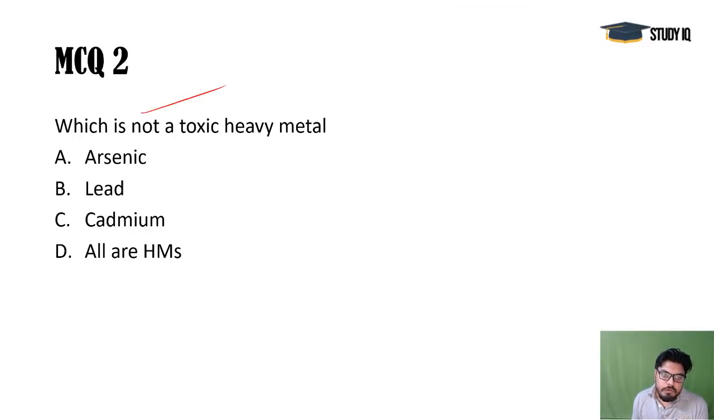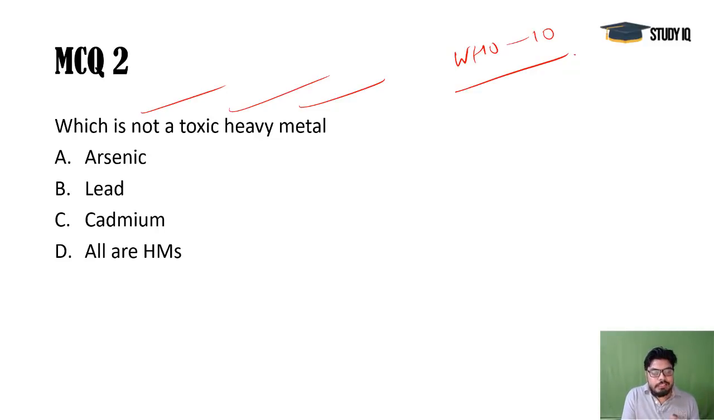Next: which is not a toxic heavy metal. You see, WHO has a list of 10 heavy metals mainly which affect human health, and all are creating a lot of negative impact on humans. There are different degrees of exposure. Some are acute or shorter-time exposures, some are long-time exposures, and there are different impacts. Arsenic, lead, cadmium are all important heavy metals. Cadmium, we also learn about in the Minamata disease and in nuclear reactors where cadmium rods are used as moderators.